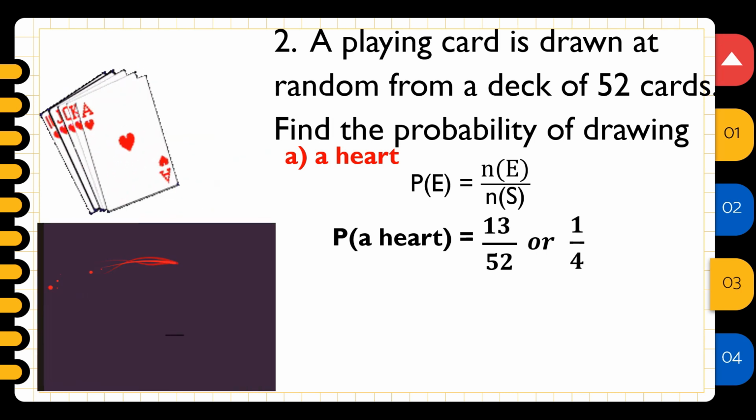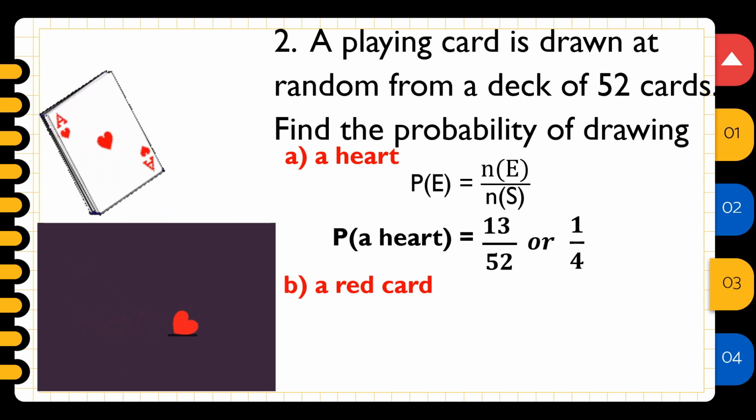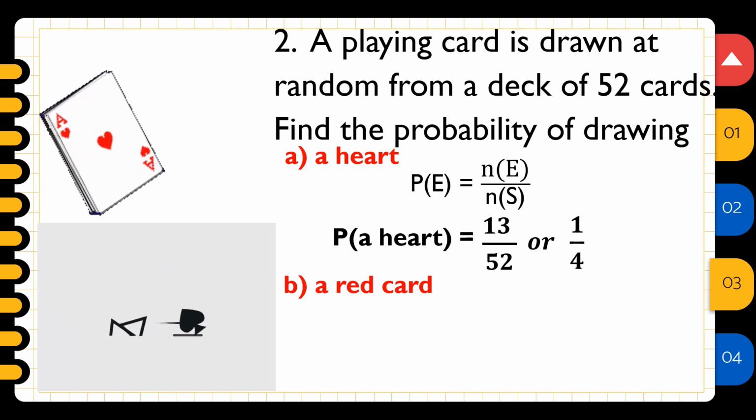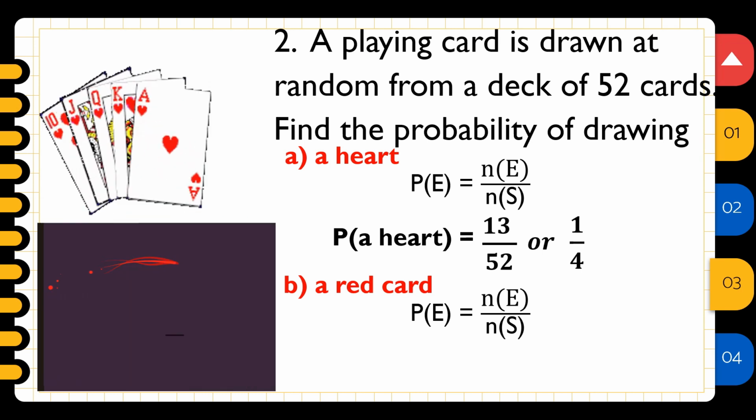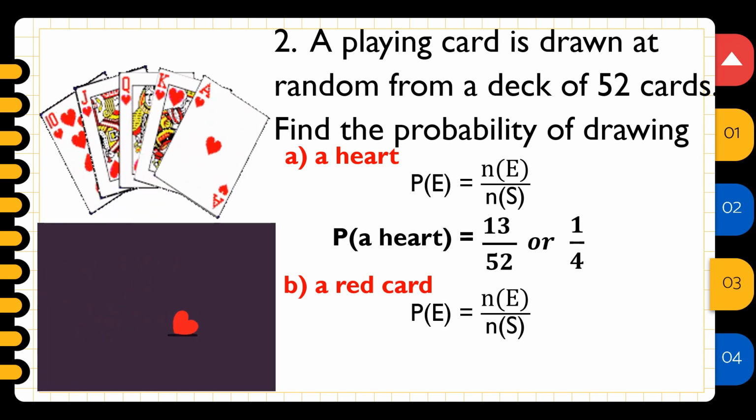Letter B, find the probability of drawing a red card. There are 13 hearts and another 13 diamonds, so that is equivalent to 26. P of E equals N of E over N of S.